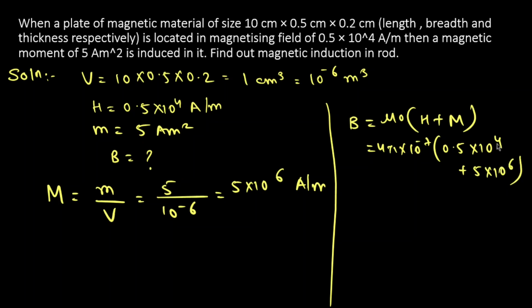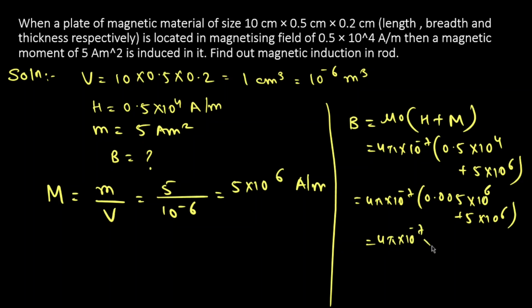Now to add this we have to make the power equal, so I can write this as 4 pi into 10 raised to minus 7 into 0.005 into 10 raised to 6 plus 5 into 10 raised to 6. Now I can add them, which will come out to be 4 pi into 10 raised to minus 7 into 5.005 into 10 raised to 6, and multiplying this all we will get magnetic field B equal to 6.29 Tesla. Let's look at the next one.